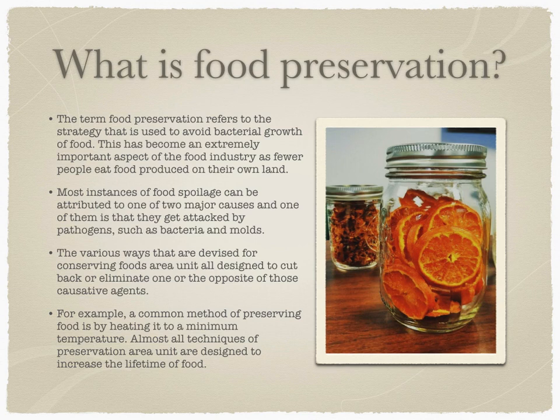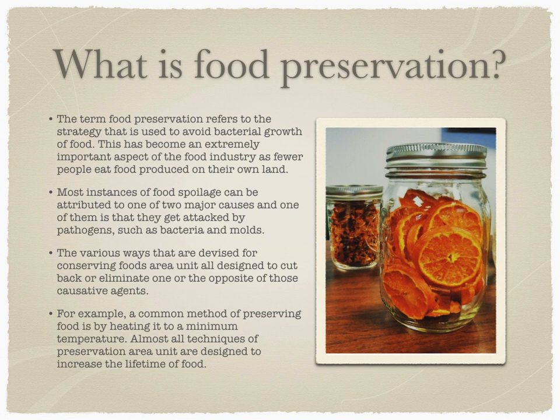Let's start with the basics. What is food preservation? The term food preservation refers to the strategy that is used to avoid bacterial growth of food. It includes methods such as canning, pickling, drying, freezing, and even the supplementation of chemical additives. This has become an extremely important aspect of the food industry as fewer people eat food produced on their own land. Most instances of food spoilage can be attributed to major causes, and one of them is that they get attacked by pathogens, such as bacteria and molds.